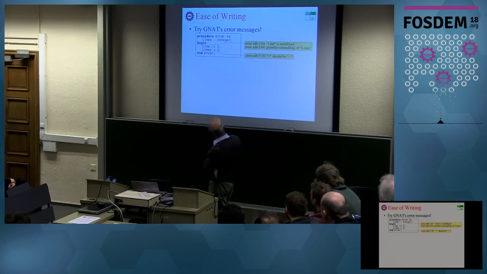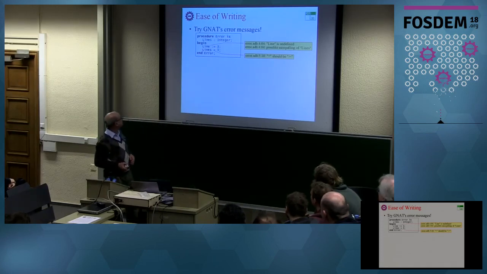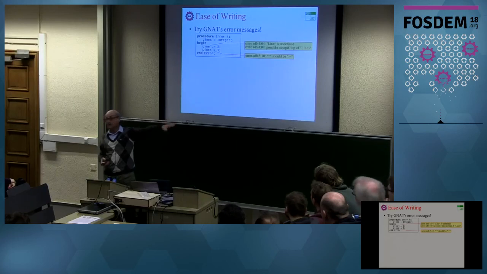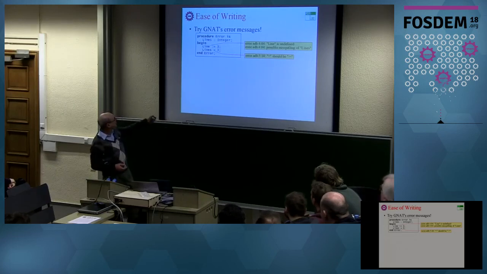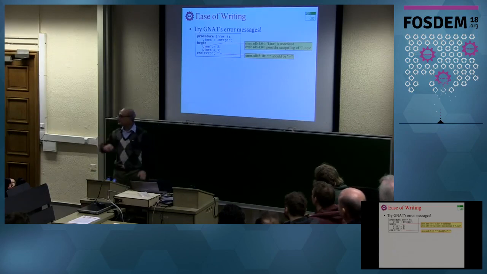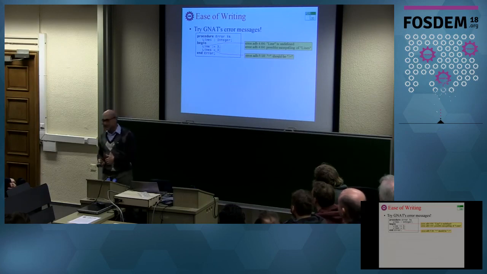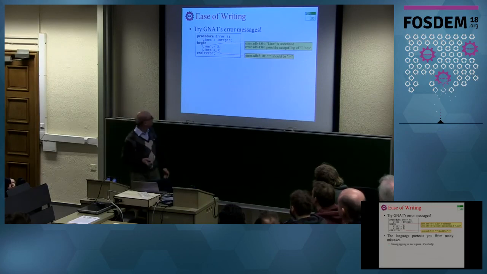Ease of writing is also important. Since the compiler has much information, we are lucky to have compilers that give very good error messages, and that saves a lot of time. If you misspell one of your own variables, the compiler can tell you, oh, there is a variable that's almost the same, maybe you wanted this one. It saves a lot of time. Of course, as I said, you are protected from many mistakes.